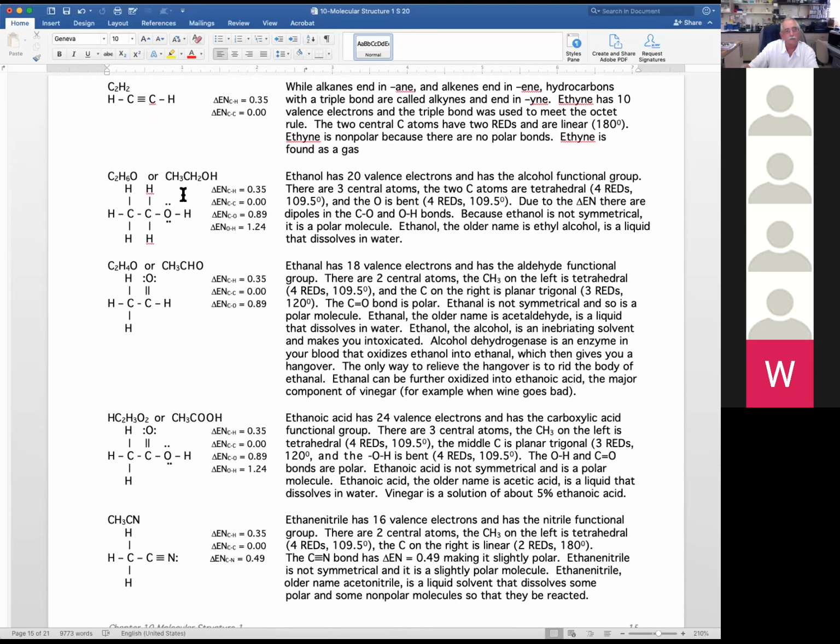Then, if I were to take this functional group right here and oxidize it one step, I oxidize this primary alcohol into an aldehyde. So this is an aldehyde functional group right here. So the name would be then E-T-H plus aldehyde. Put them together, you get ethanal. The common name is acetaldehyde. You have an enzyme in your body called alcohol dehydrogenase that, when this goes into your bloodstream, oxidizes it into this aldehyde. And this is the molecule that actually gives you the hangover.